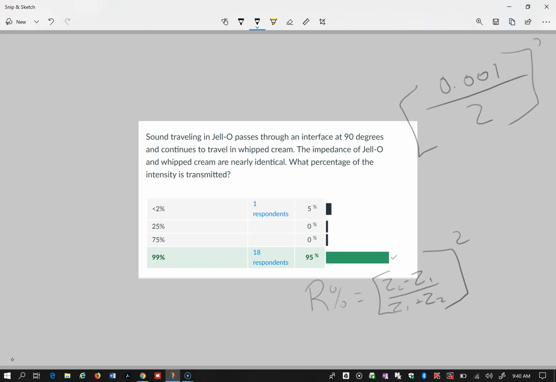So if we just put that into an equation, we square it, we end up with somewhere around R is equal to 0%, or 0.001%. And so the best answer that's close to that, remember the transmitted is 100% minus R. That should be 100% minus R is the transmitted percentage. And that's going to be somewhere around 99% for this example.